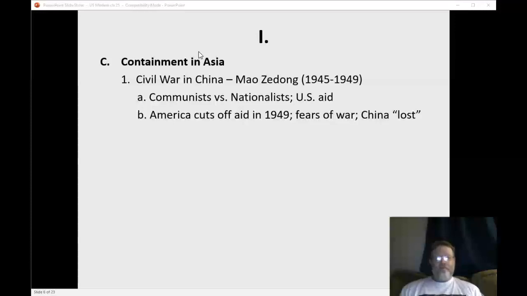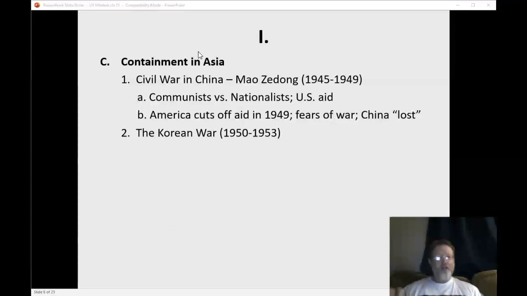We lost China. Very simple. But to have had any chance of saving China, we would have had to have had a military occupation, a military invasion, which might have actually put us into war with China and with the Soviets. And we weren't willing to do that yet at this time. So we lost China. So our first really big challenge to containment and the Truman Doctrine is a failure.